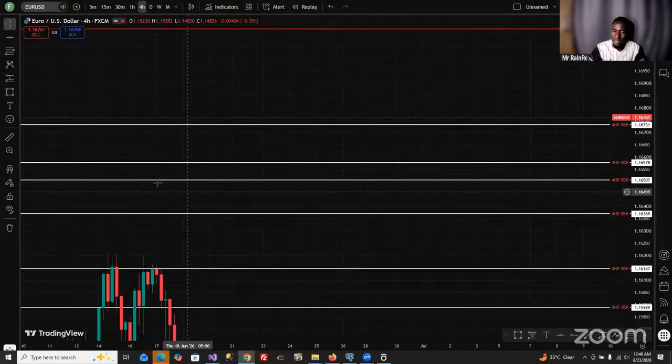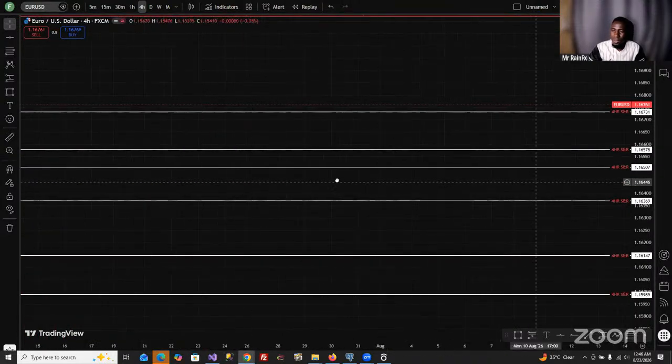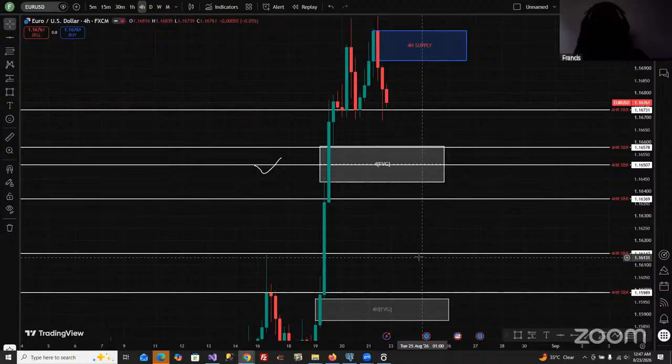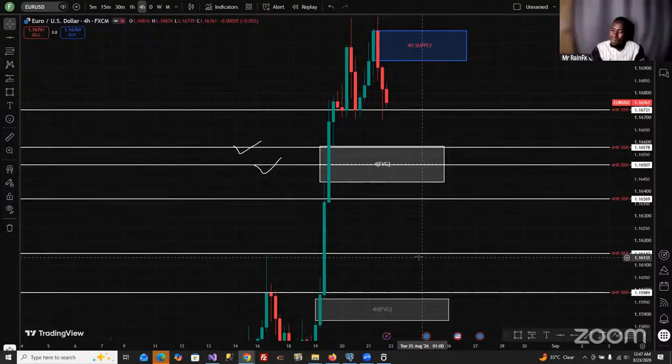So let's see if they are making sense on our other side. Do you see how this line is perfectly lining up with our fair value gap? Do you see how this area is perfectly lining up with our fair value gap? This one is a bit closer. This one will help you to put your stop loss. Once you enter at this area, you put your stop loss at least below this zone.